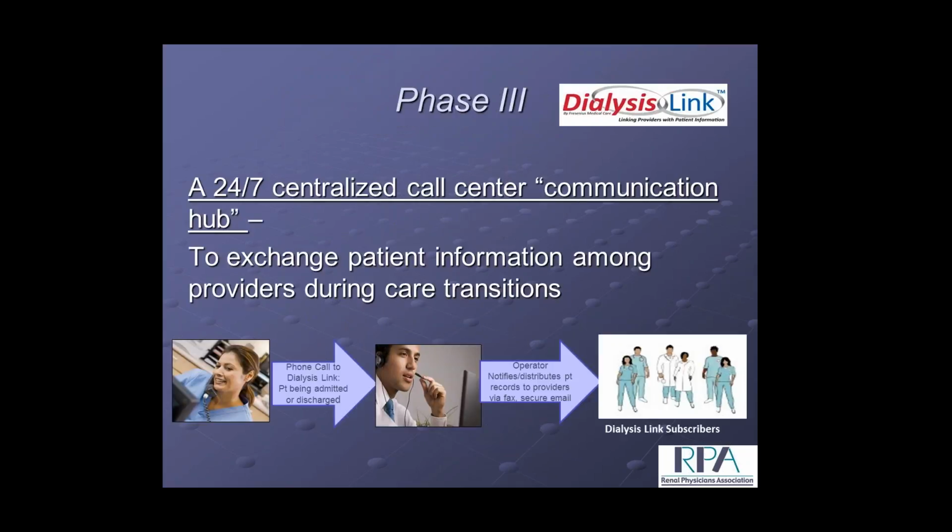Phase 3 introduced Dialysis Link, which is a 24/7 centralized call center to exchange information between the providers during care transitions. The clinics placed calls to Dialysis Link when a patient was being admitted or discharged, and the operator coordinated with the hospital to assure receipt of information via fax or secure email.